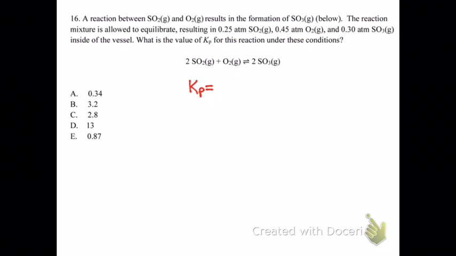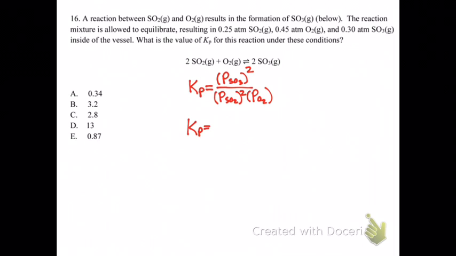So Kp is equal to the partial pressures of the products. So pressure of SO3 to their respective coefficients over reactants, so the pressure of SO2, and that's going to be squared, times the partial pressure of oxygen. That's a coefficient of 1, so we don't need to do anything there. Now let's plug in our values.